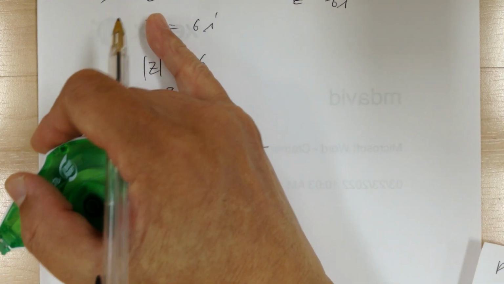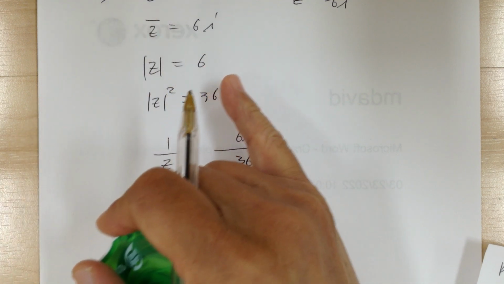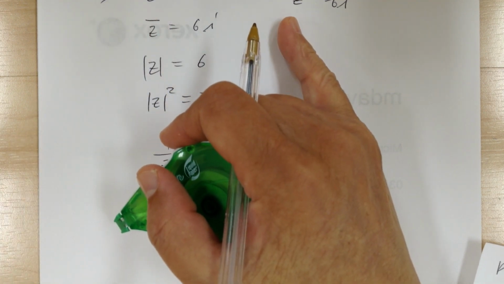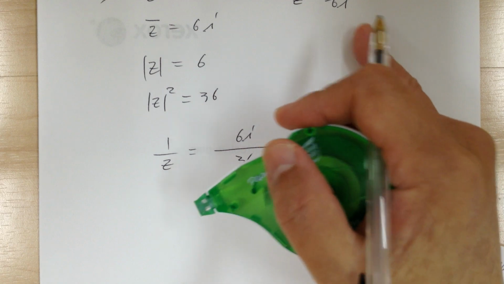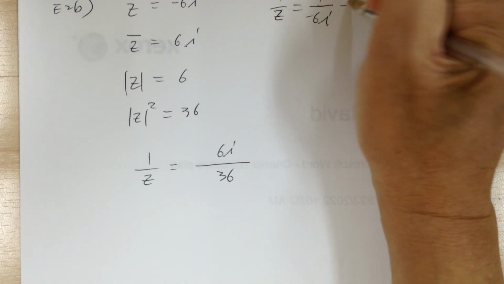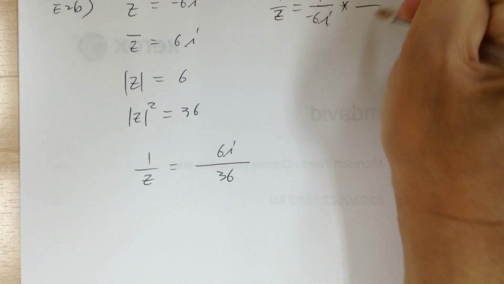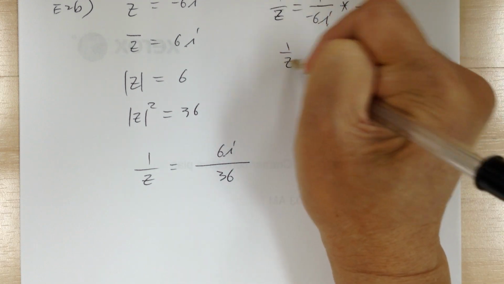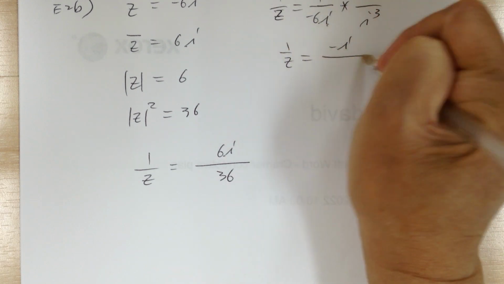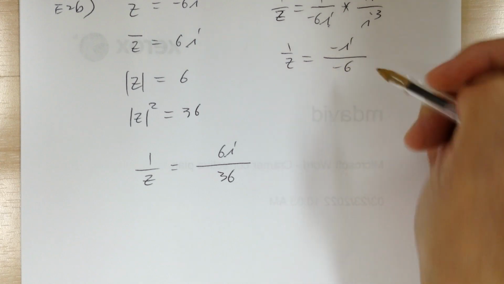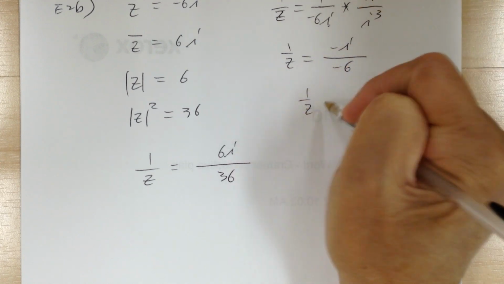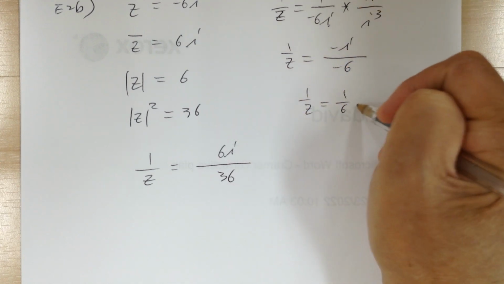Okay, so z equals that, and 1 over z equals 1 over that. And then you have to simplify. You can't have i in the bottom, so you have to multiply by i to the 3. So 1 over z equals negative i over negative 6. And this way the negatives cancel out. So 1 over z will equal 1/6i.